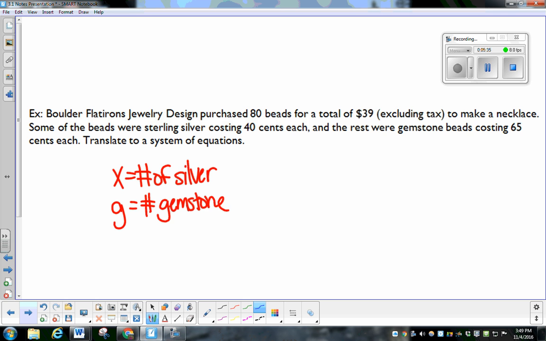Let's try writing our equations now. There's a similar thing going on here. They gave us a total. We know she bought 80 beads total. So one of our equations is that the number of silver beads, X, plus the number of gemstone beads, G, must total up to 80. That's our first equation. That's usually the easier one to get, the total.